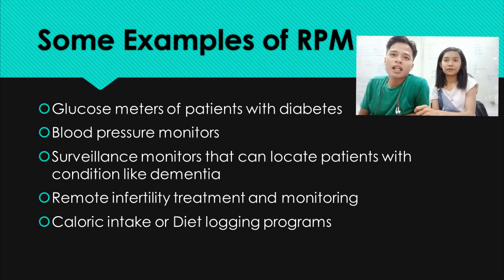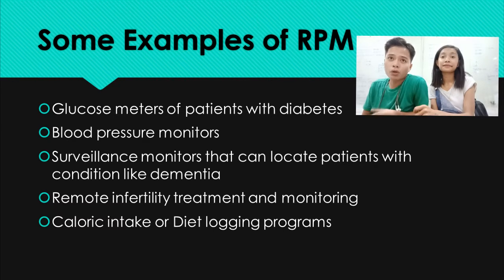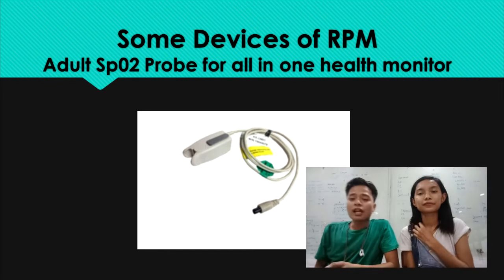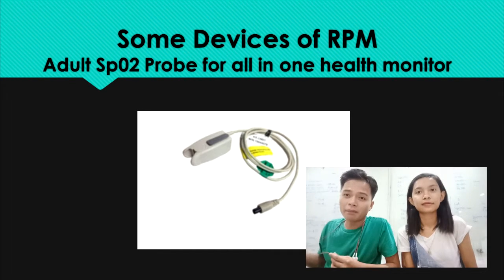Number 5 is caloric intake or diet logging programs. So those are some examples. There are lots of examples of RPM, but we chose the most common monitoring that patients usually do. So now let's talk about some devices of RPM.